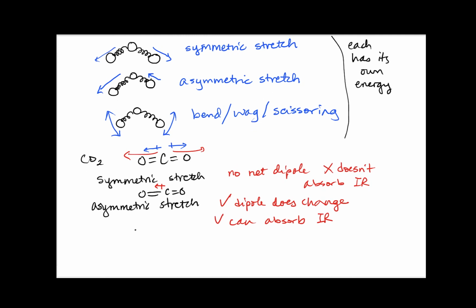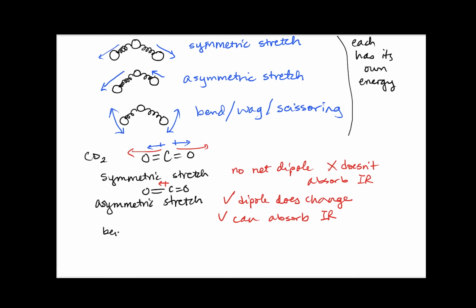Now, the next one is when we're talking about bending. And this carbon dioxide molecule can bend. And when it does, then we're going to have a slight dipole. And so we're going to have the same conclusions that the dipole does change, and yes, we can absorb IR for both the asymmetric stretch and the bend. So let's take a look at a visualization of the stretching of the carbon dioxide molecule and also look at how that interacts with its infrared spectrum.